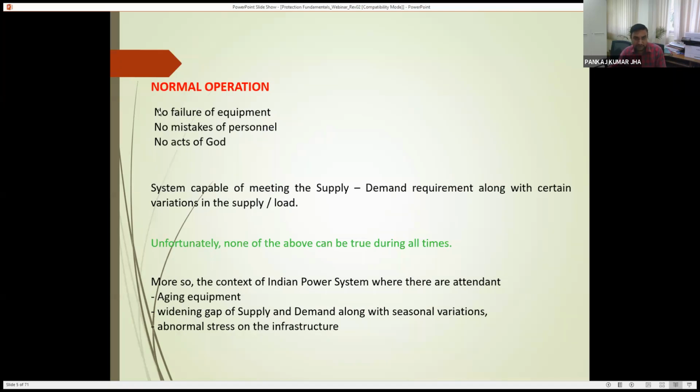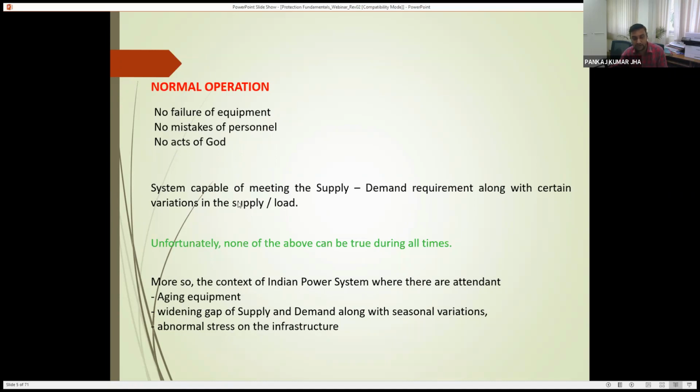But unfortunately, these three conditions cannot be true at all times. And especially in the context of the Indian power grid or Indian power system, we have attendants who are operating the breakers or isolators in the substations. The equipments installed at the substations are aging. We have a wide gap of supply and demand along with seasonal variations. And also we have abnormal stress on the infrastructure. Because of this, there is always a chance of fault on the transmission line as well as in the transformer, reactor, or the bus bars.